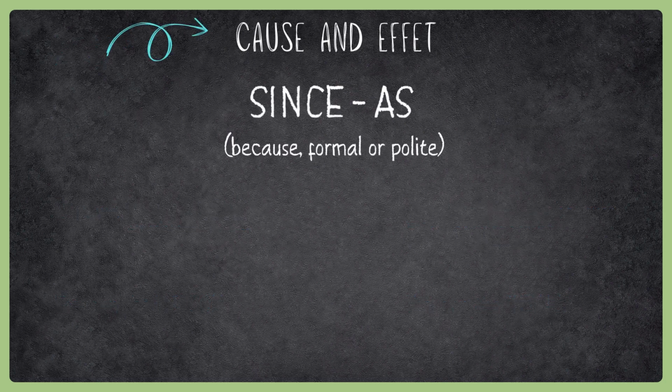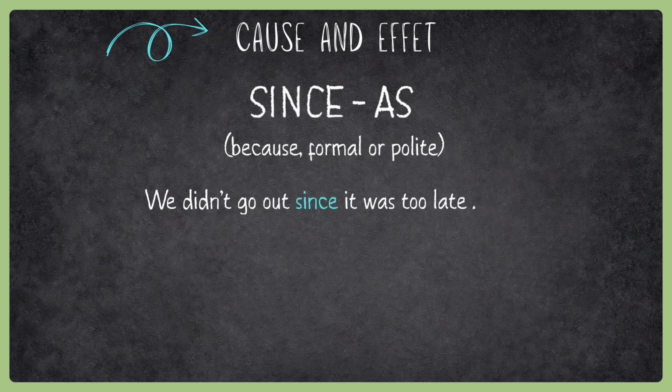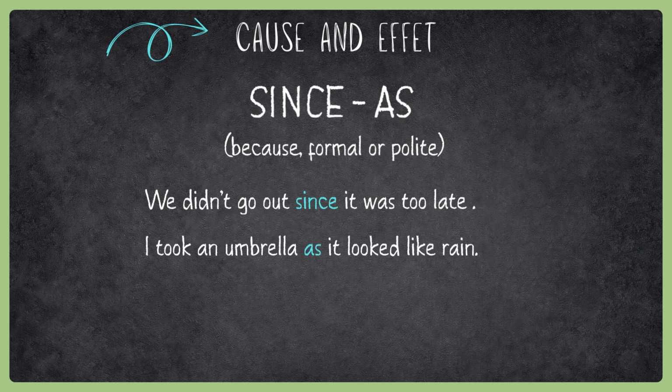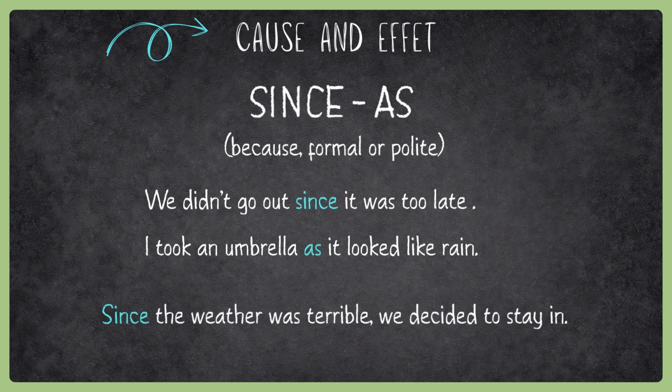These two words, since and as, have the same meaning as because, but they sound a bit more formal or polite, and they're great for writing or professional situations. We didn't go out since it was too late. I took an umbrella as it looked like rain. They're often used at the beginning of a sentence, especially when the reason comes first. Since the weather was terrible, we decided to stay in. In spoken English, because is much more common, but since and as make your writing sound smoother and more natural.